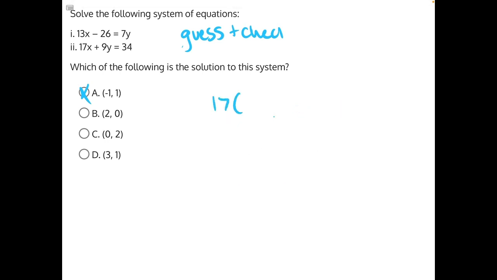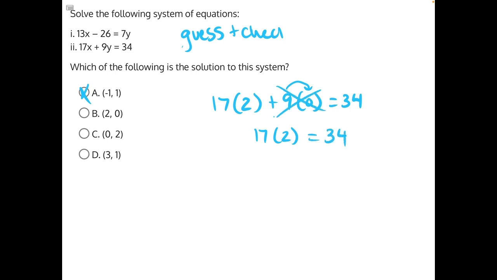Now we just have to try it on the second equation to make absolutely sure. 17x, which is 2, plus 9y, which is 0, equals 34. 9 times 0 would just give us 0. So we have 17 times 2 is equal to 34. And 17 times 2 does indeed equal 34. So this point works for both equations, making it the solution to the system and our correct answer.